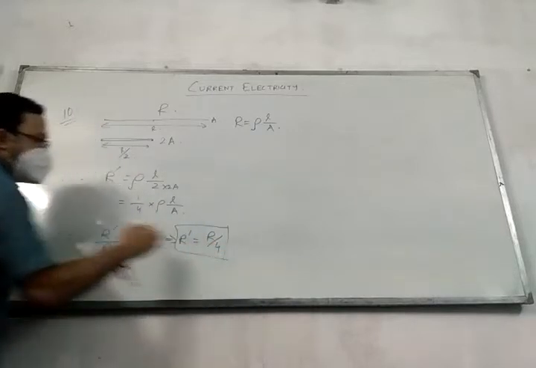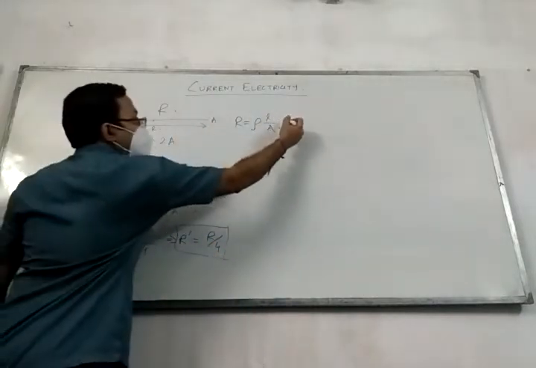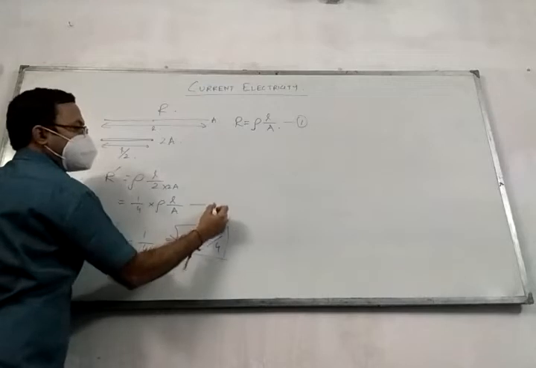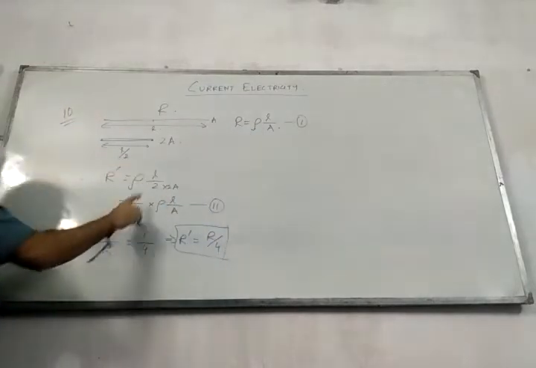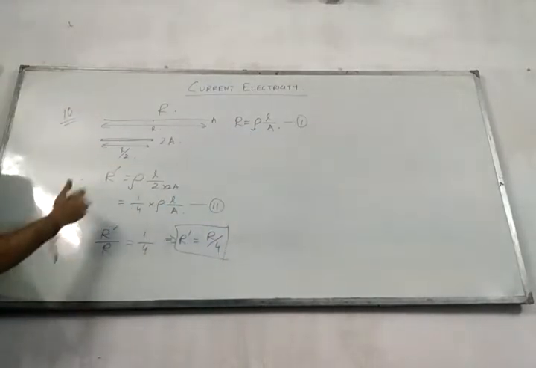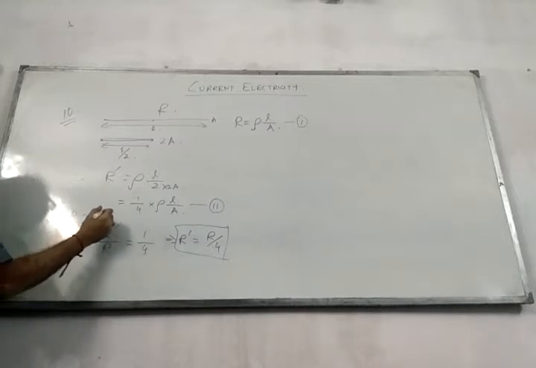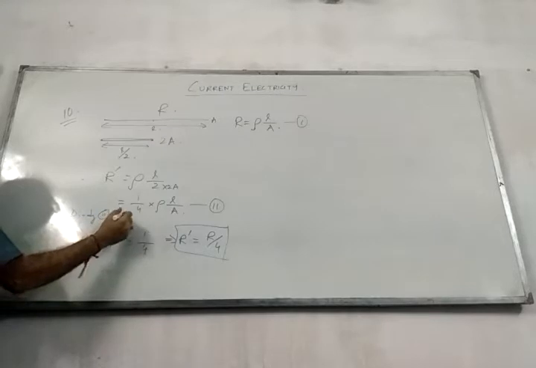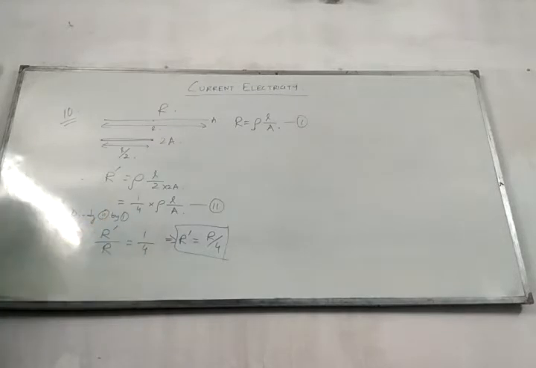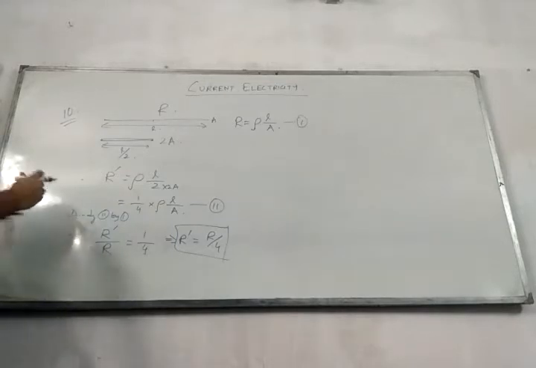So R dash is equal to R by 4. How did we get this? This is equation 1, this is equation 2. I just divided 2 by 1. Dividing 2 by 1. Okay? There was another easy method of the same sum without doing all this. Shall I tell you?